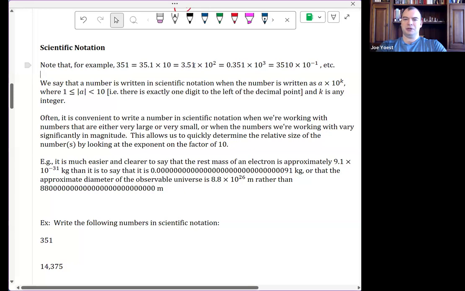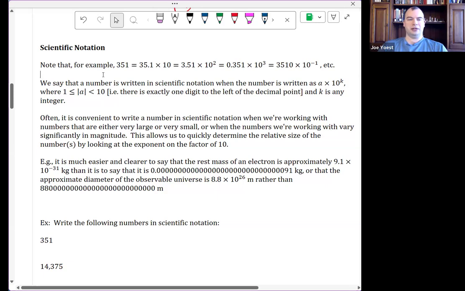Or I recognize that this could also be written as 3.51 times 10 squared, or 0.351 times 10 cubed, or 3,510 times 10 to the negative 1, right? I realized that I could take any integer, for instance, move the decimal point left or right, and multiply by the appropriate power of 10, and I would get a different way of denoting the same number. And it's not even necessary that we have an integer here. We could really do this with any number.